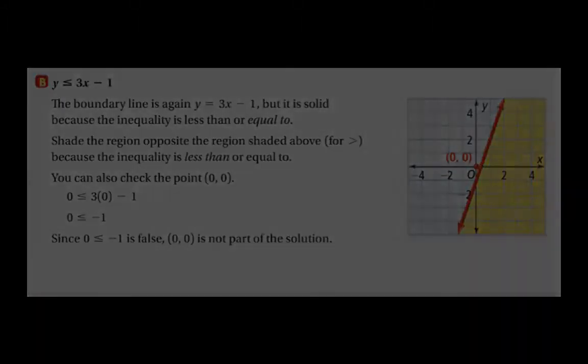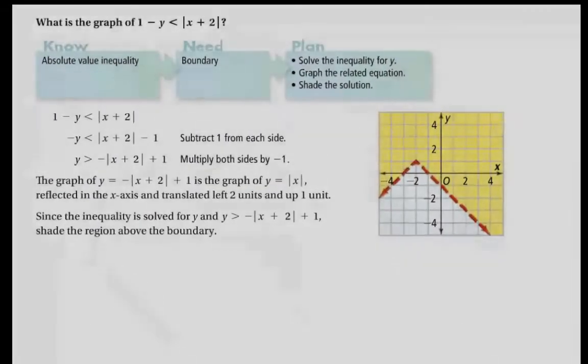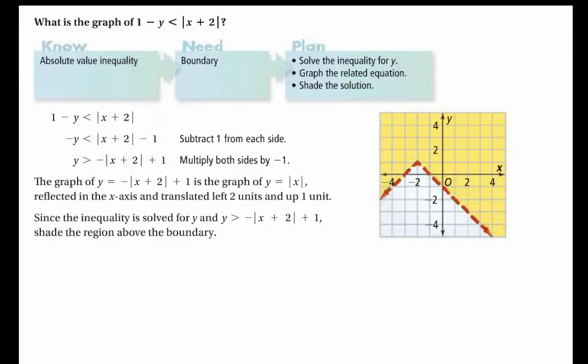Let's look at an absolute value inequality. What is the graph of 1 minus y less than the absolute value of x plus 2? So we know we have an absolute value inequality. We need to know where the boundary is. So we're going to treat this just as we would a linear inequality, even though this is absolute value.